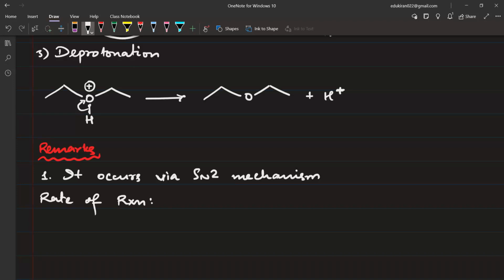Rate of reaction. So what happens in SN2? Methyl alcohol will be fastest. Methyl alcohol is CH3OH. So it will be fastest, followed by 1 degree, followed by 2 degree, and then followed by 3 degree.